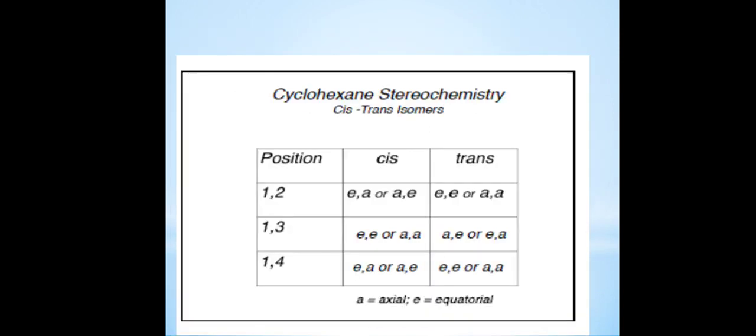This is the cyclohexane stereochemistry. This is the cis-trans isomerism when we consider the cyclohexane structure. When 1,2-disubstituted cyclohexane is considered, the groups are present on the 1 and 2 positions. When it is cis, it is equatorial-axial or axial-equatorial, and the trans position is equatorial-equatorial or axial-axial. The same is given for the 1,3 position and the 1,4 position, with E for equatorial and A for axial. This is all about the stereochemistry of cyclohexane for the 1,2 position, 1,3 position and 1,4 position.